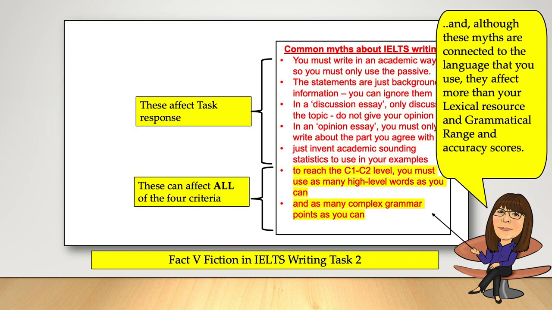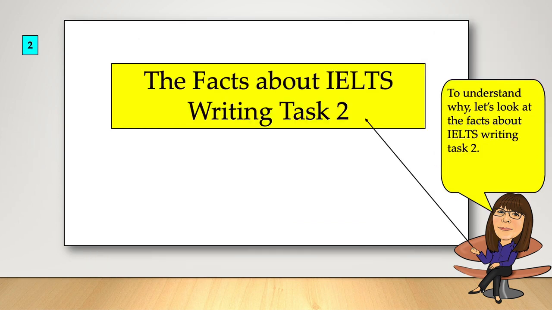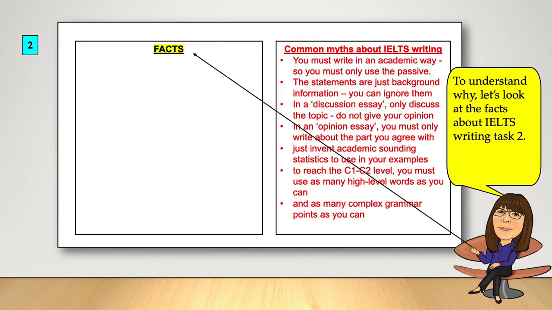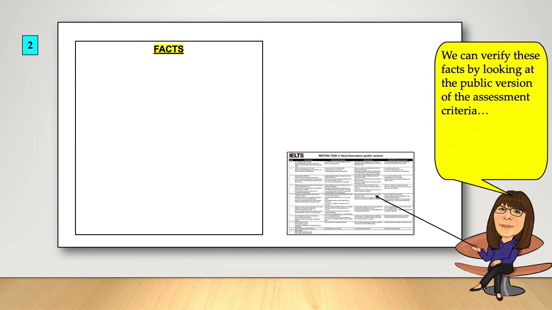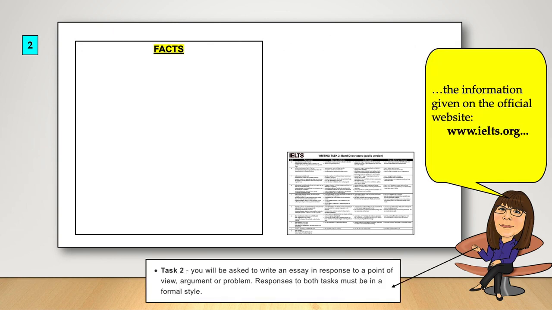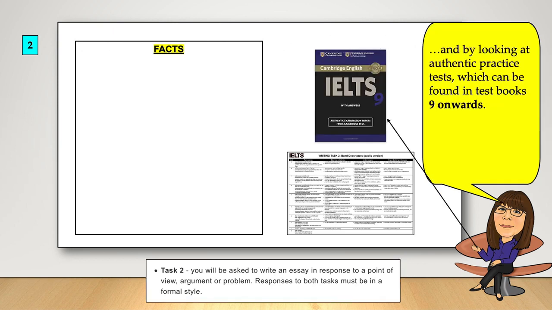And although these myths are connected to the language that you use, they affect more than your lexical resource and grammatical range and accuracy scores. To understand why, let's look at the facts about IELTS Writing Task 2. We can verify these facts by looking at the public version of the assessment criteria, the information given on the official website, and by looking at authentic practice tests, which can be found in test books 9 onwards.